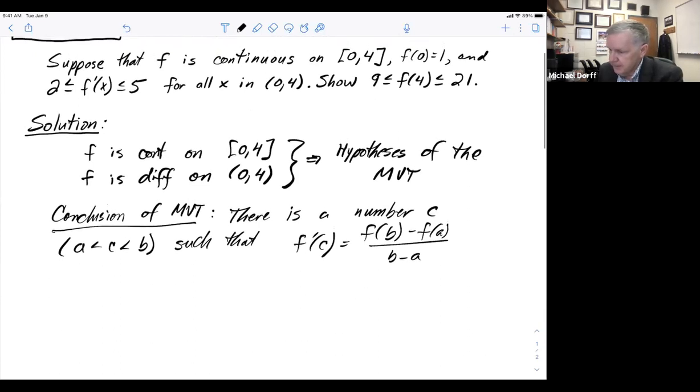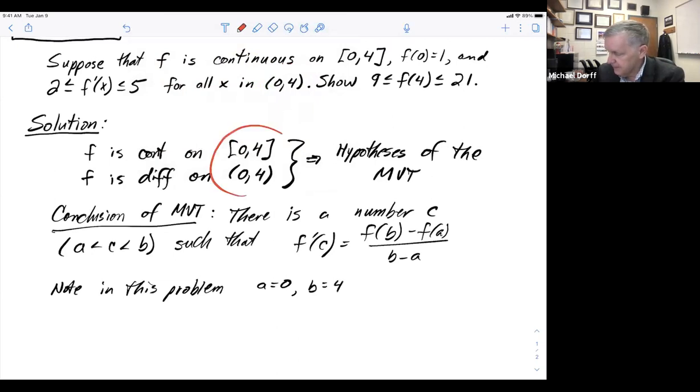All right, so let's look at this. What's my b and my a in this problem? So notice in this problem, a is 0 and b is 4. And that comes from the fact that I've got these right here. That's where I get those from.